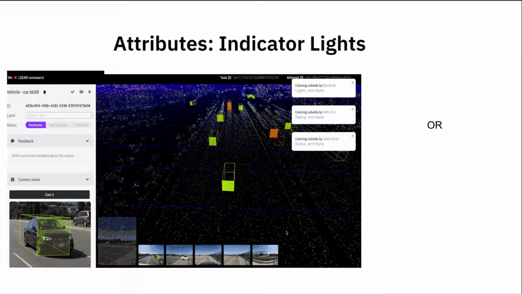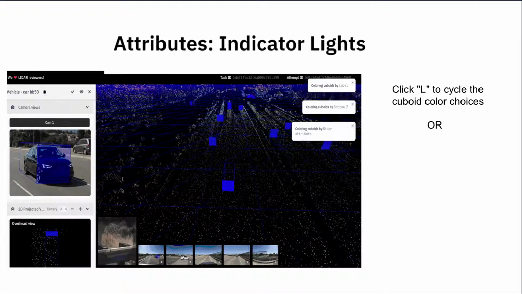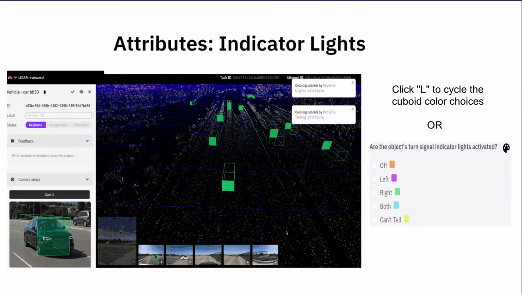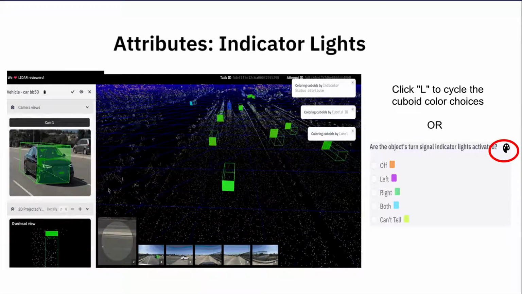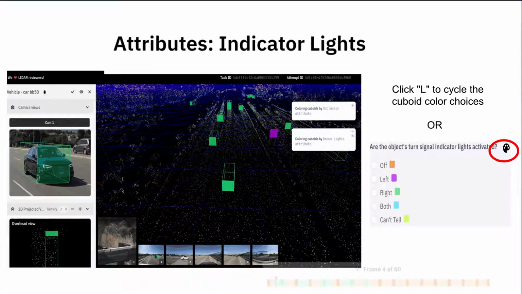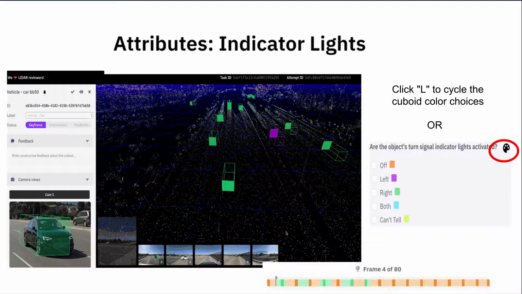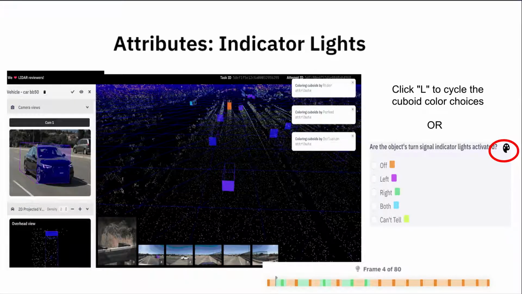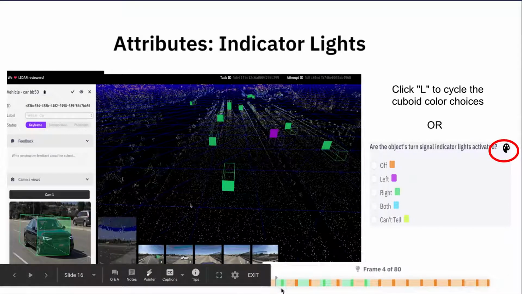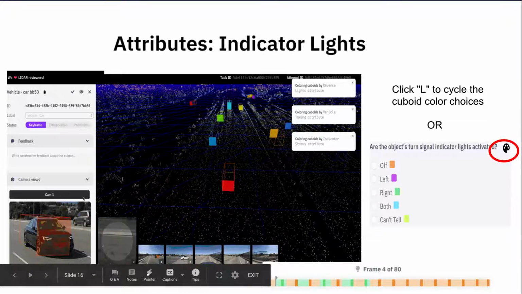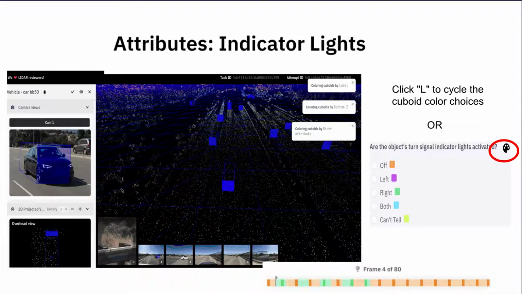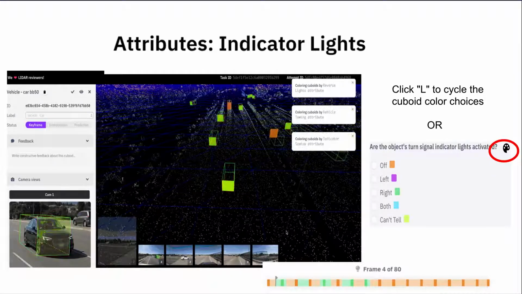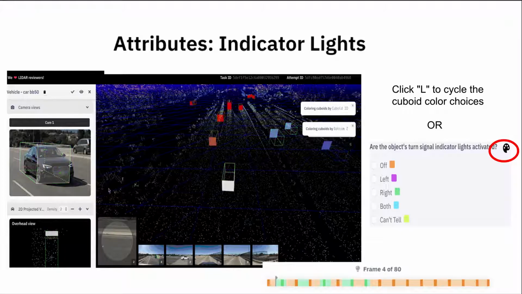So you can color the cuboid by the indicator lights attribute. Either click L to cycle through all the cuboid color selections, or you can hit the color palette on the right next to the indicator lights attribute. What that will do is color the cuboid and frames by the attribute selections per frame. In the example here, you can see the frame selection bar where it's colored orange and green. Wherever it's colored orange, that means the indicator lights attribute is set to off. Wherever it's colored green, the indicator lights attribute is set to right.